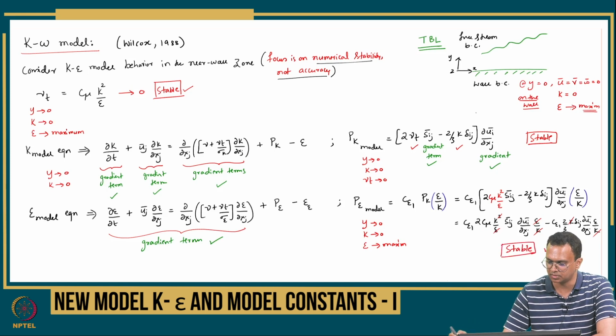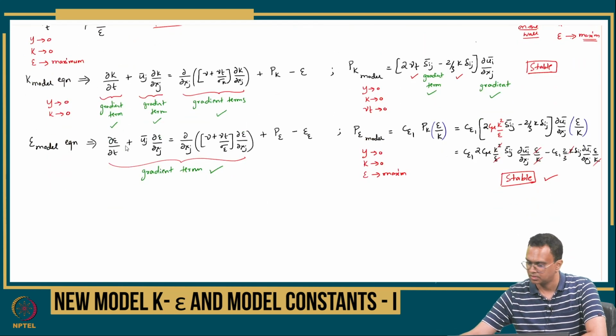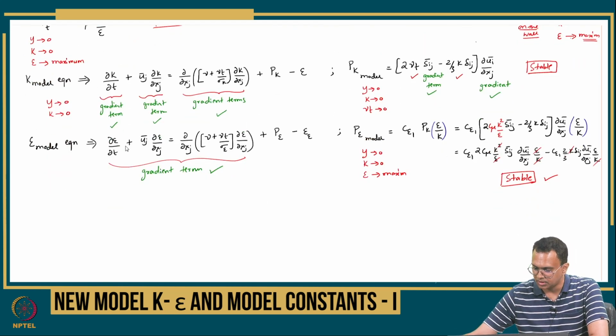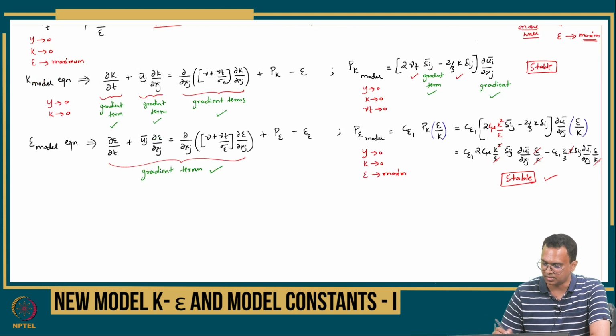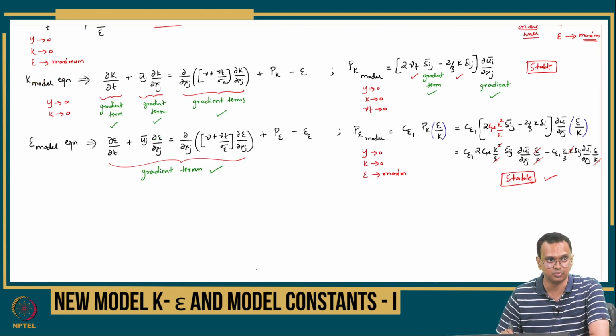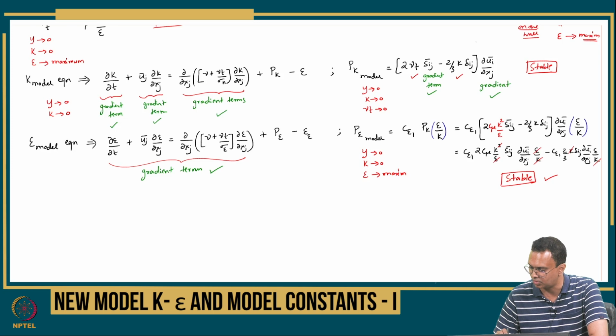So no issues here with the P epsilon also. Even though initially it looks like epsilon by K will cause a problem, upon substituting it doesn't. Okay. So then what is the problem? There is one more term. Let's see whether that gives an issue, which is the dissipation rate of turbulence kinetic energy, or the destruction rate of epsilon.